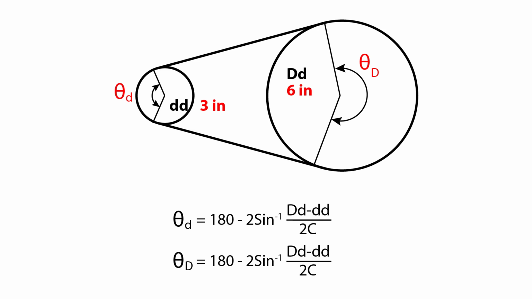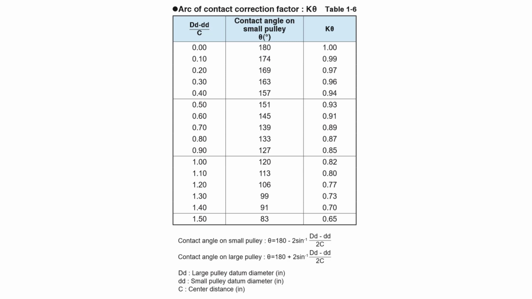As you can see in this image, contact angle means how much angle the belt will wrap or contact with the pulley. The first formula is for the contact angle of the small pulley. The second equation is the contact angle for the big pulley. To get the K theta value, we only need to calculate the contact angle of the small pulley, so we only use the first equation. By the way, the easiest way to get the K theta value is to use the first column, because we only need to get the ratio of DD minus dd over C. So the value that we got from this ratio is 0.25.